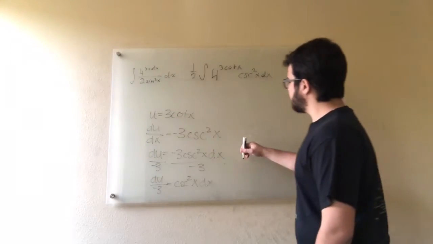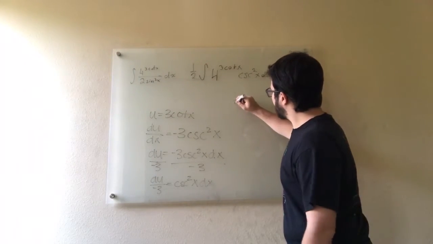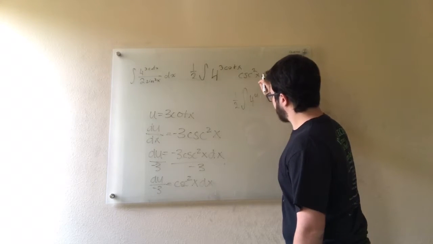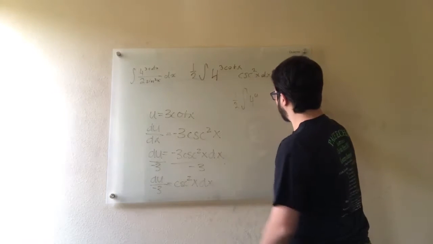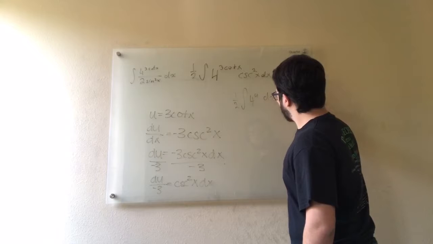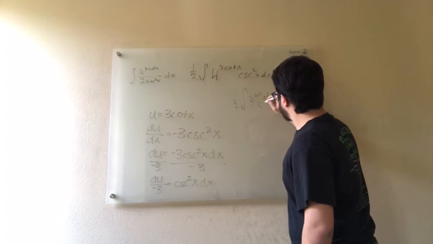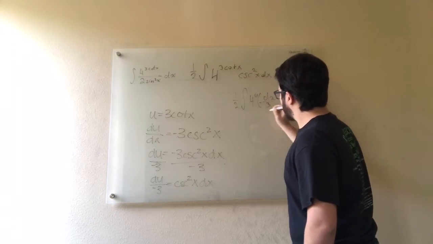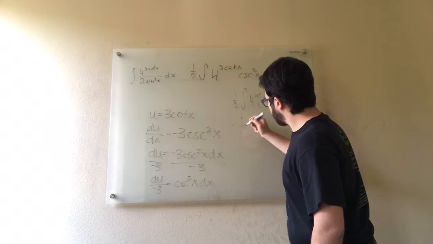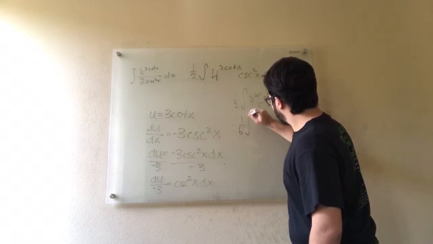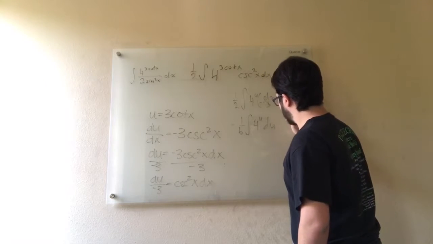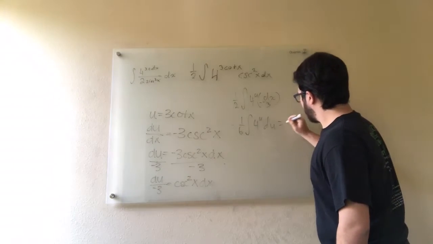Now that we have u, we substitute it into the equation as such, set the exponent equal to u, and comparing this to what we got for the derivative of u, we set cosecant squared of x dx to negative du over 3, and we move out the 3, and we get -1/6 antiderivative of 4^u du. Now we're ready to actually solve it.